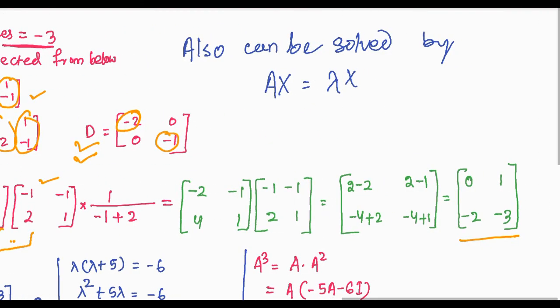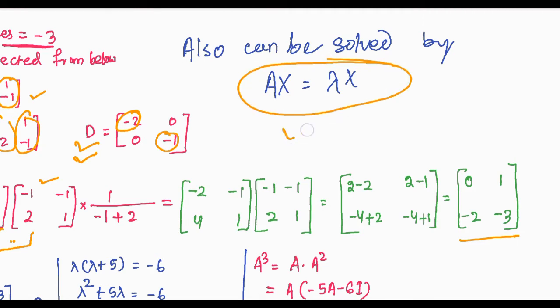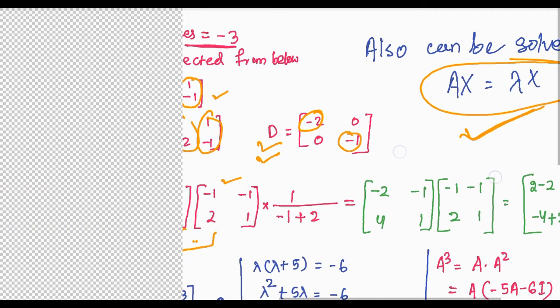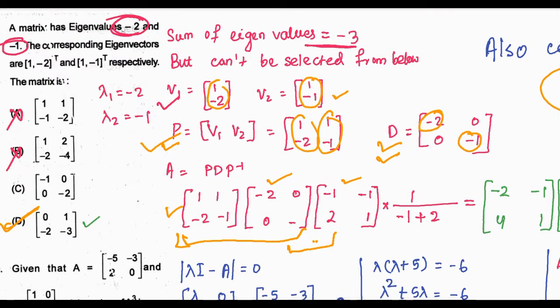You can also solve by this method: you have to check Ax equals lambda x, and it may be true for anything or may not be, as I have already checked with the eigenvalue sum and eigenvalue product. So this is the perfect method.